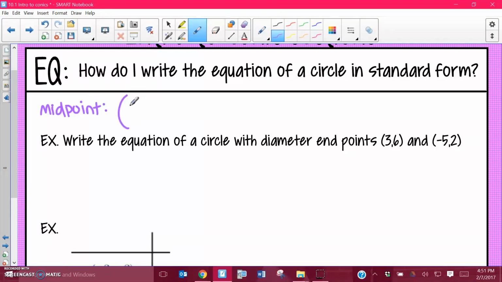Midpoint is really basic. You're basically taking your two x values of your coordinates and you're finding the average of them. So we're going to add the x coordinates, divide by 2. Same deal with the y's. And that's going to find me my center.